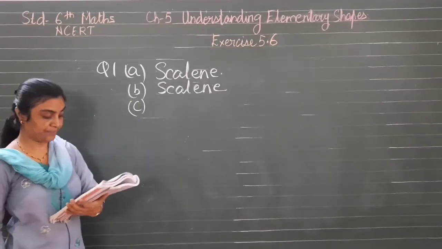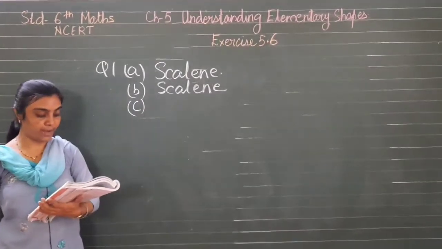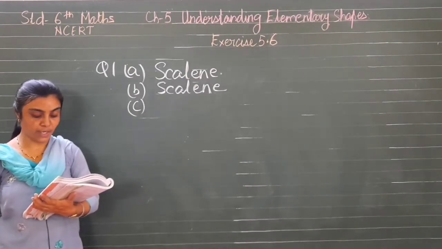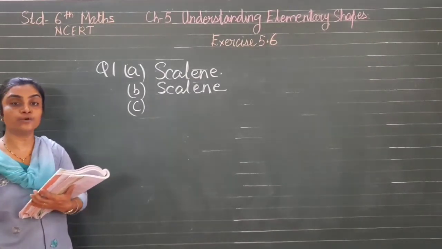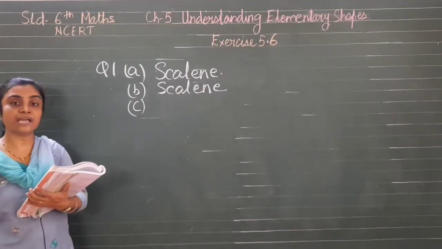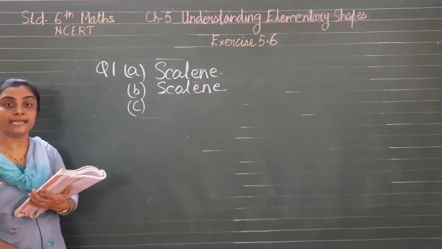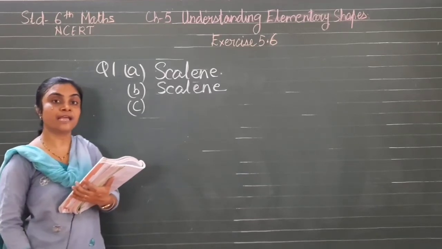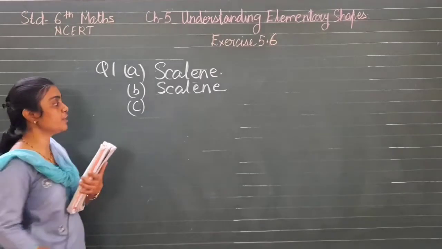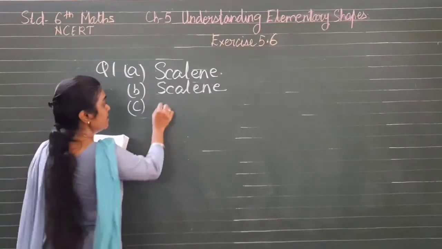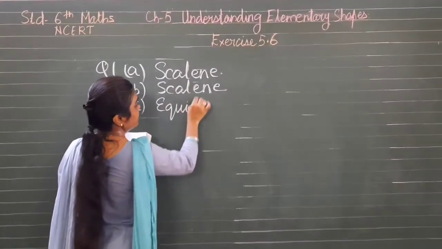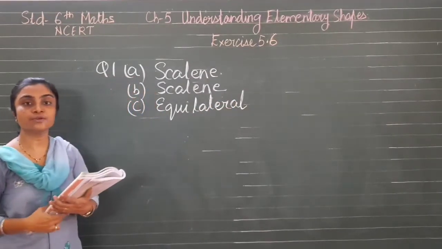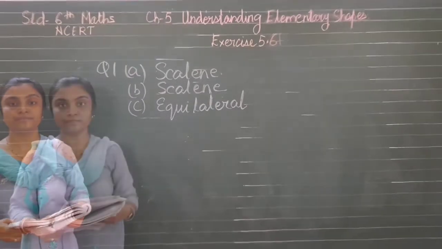Now let us see C. Triangle PQR such that PQ is equal to QR is equal to PR is equal to 5 cm. Here in triangle PQR all the sides are equal, having same measurement of 5 centimeters. If they have same measurement, then it will be your equilateral triangle. So the third answer is equilateral. Rest of the questions you can solve it by yourself.